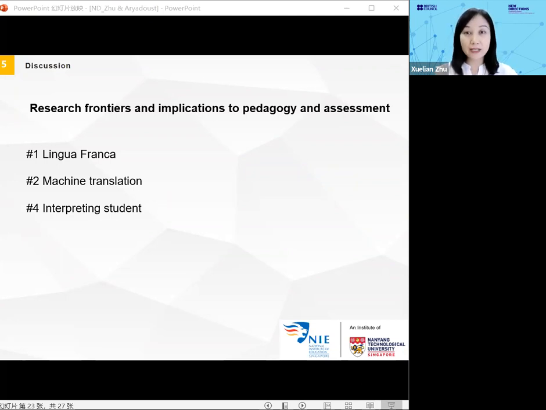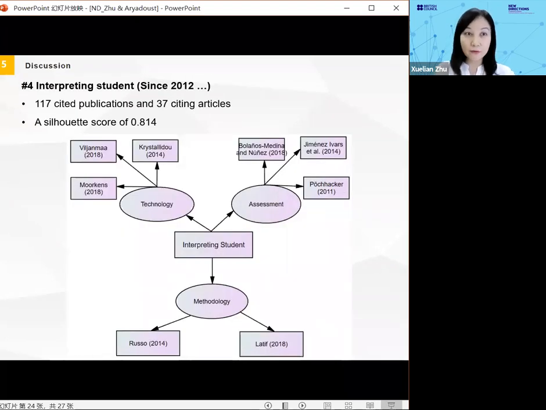Besides students, we also want to give implications to lecturers, professors, and researchers. Again, just a little reminder, our research frontiers were identified as follows: lingua franca, immersion translation, and interpreting student. Since interpreting student is closely related to the theme of this conference, we would like to introduce this one in detail.